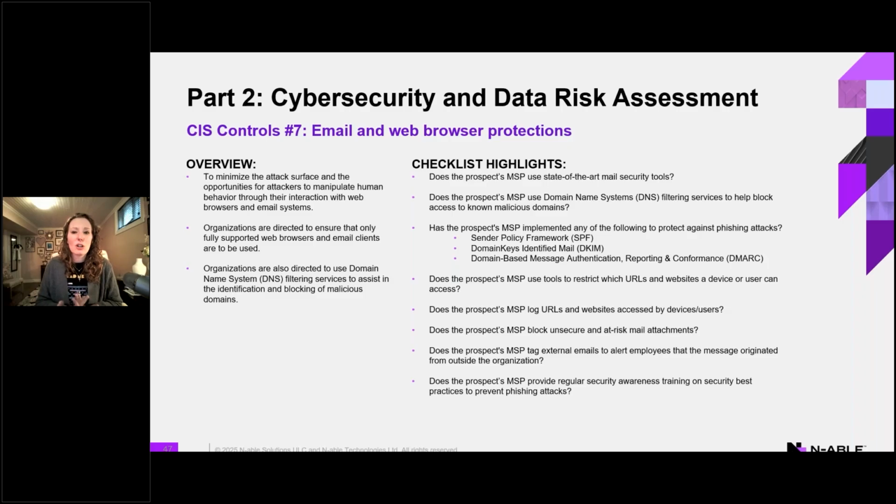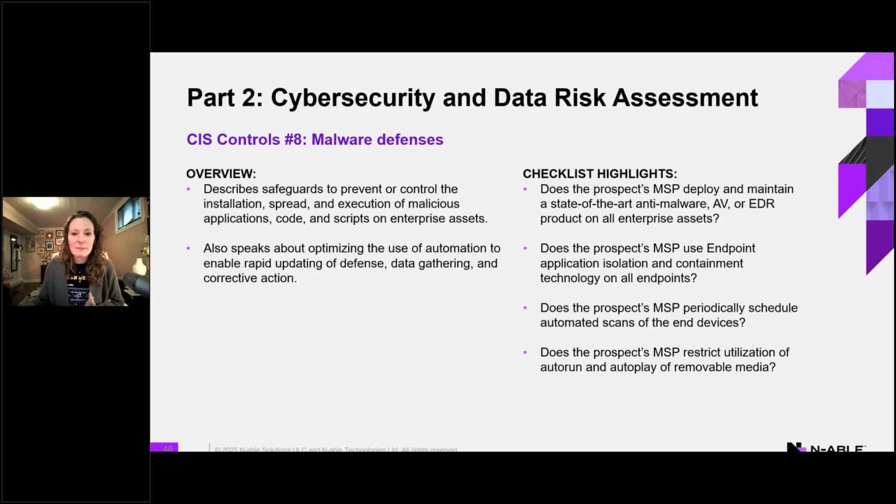And so organizations are directed to ensure that they're only using fully supported web browsers and email clients. And it's only by allowing fully supported, updated, approved email clients and web browsers that you can help organizations really mitigate that risk. Also, organizations are directed to use DNS filtering systems, so domain name system filtering systems, to assist in the identification and blocking of malicious domains. So finding out basically what the existing MSP is doing around this, if anything.